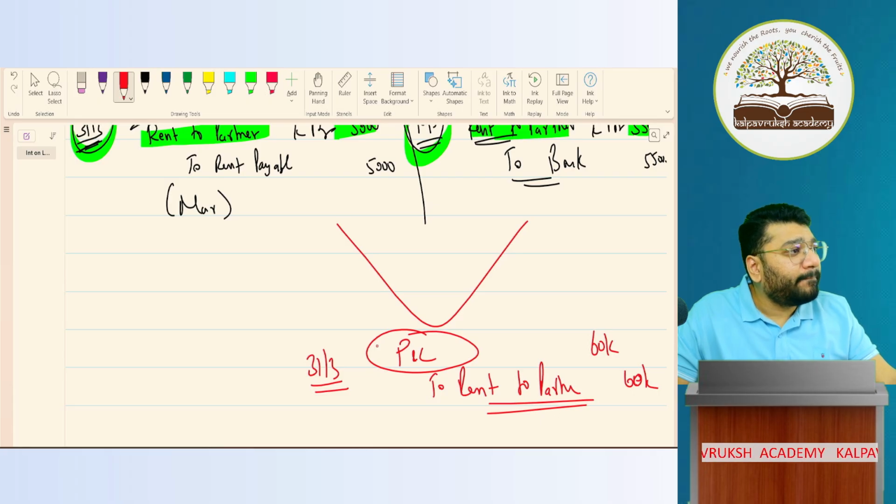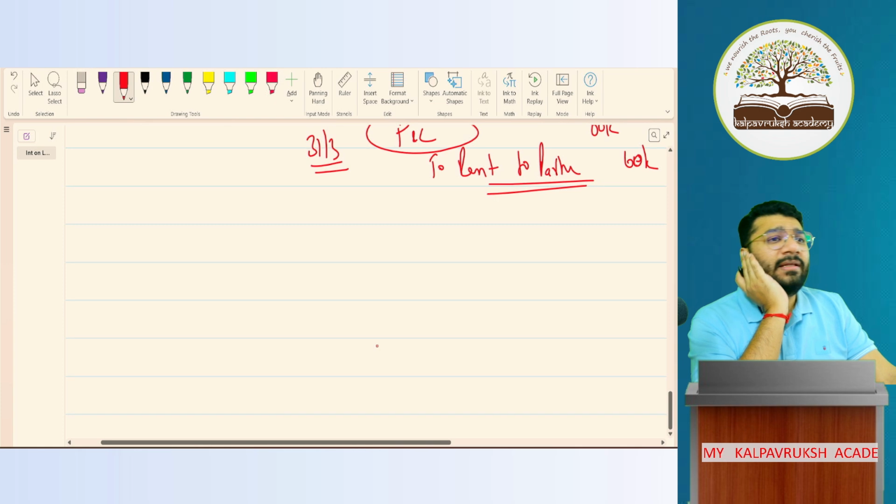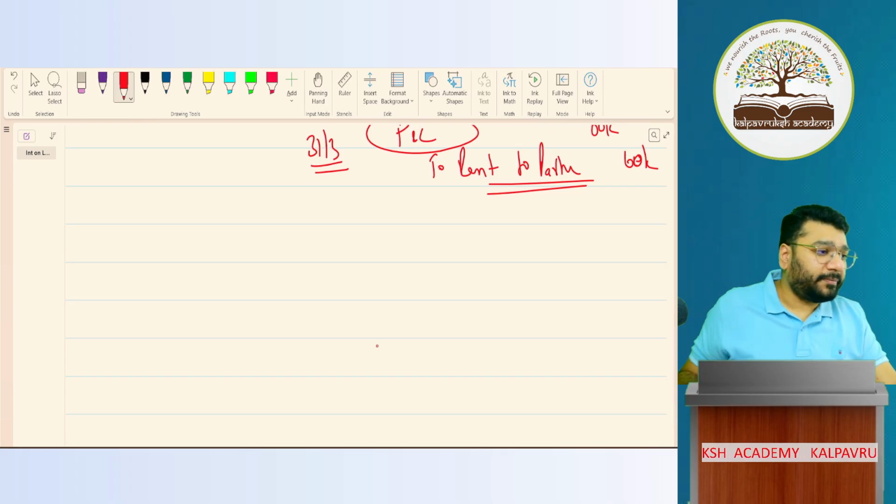This is clear? Any problem? Interest calculation. Sorry, here there's no interest calculation. Leave it. Anything else? That's all. Can I go to the next concept? What is the next concept? Interest on loan to partner.